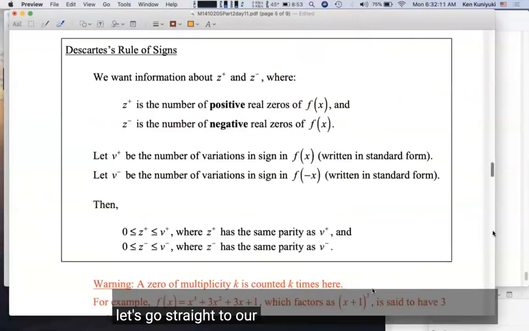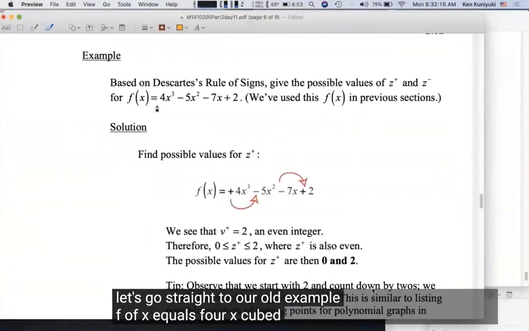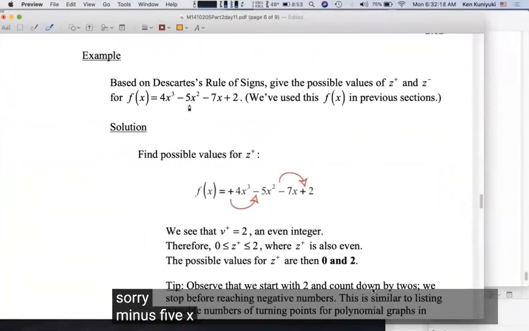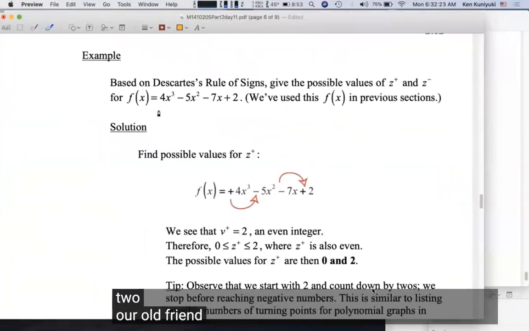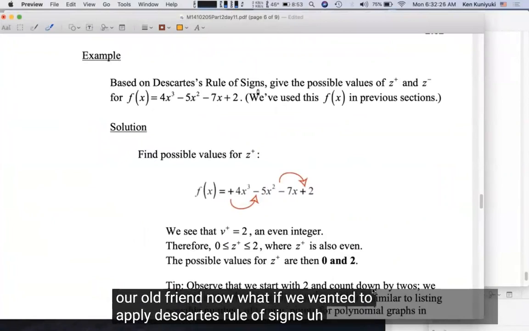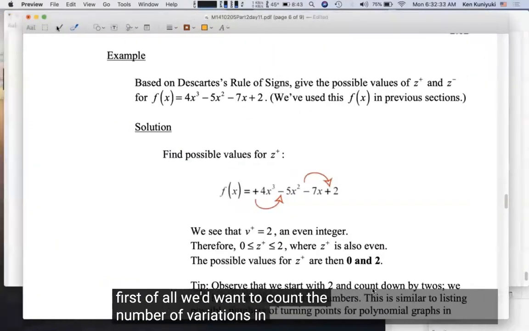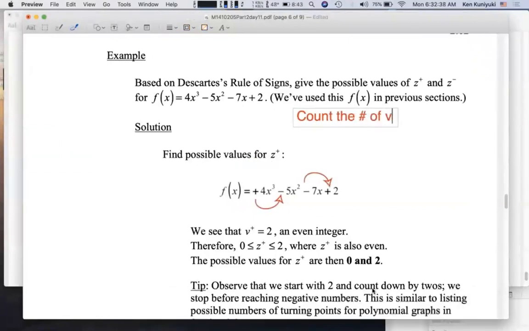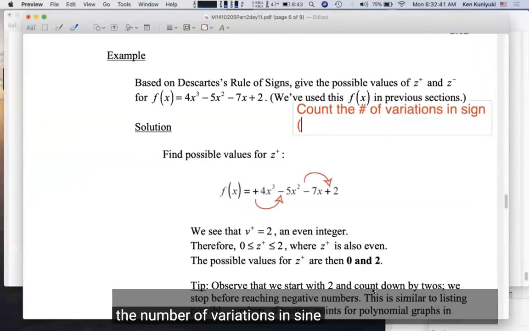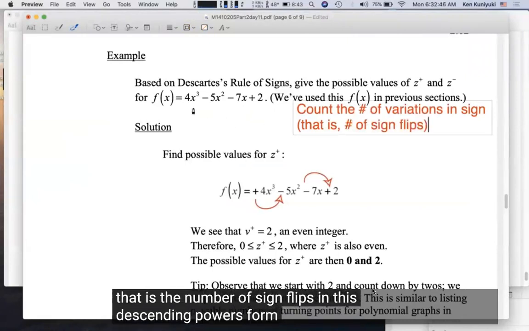Let's go straight to our old example. f of x equals 4x cubed minus 5x squared minus 7x plus 2, our old friend. Now, what if we wanted to apply Descartes' rule of signs? What if we didn't know the zeros already? What if we wanted to apply this rule? First of all, we'd want to count the number of variations in sign, the number of sign flips, in this descending powers form.